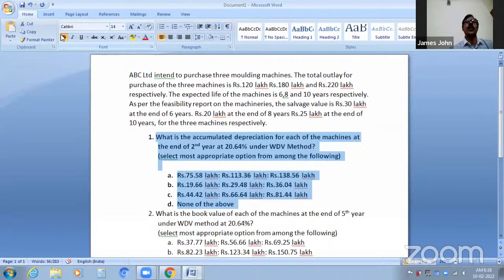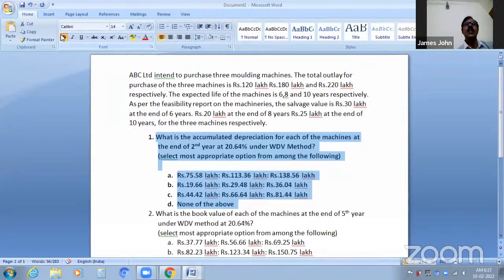Here, another important point to remember, in the written down value method, we do not take into account the salvage value. Very important point. Students get confused. In written down value method, you should not account the salvage value. So take the case of the first machinery. First machinery's cost is 120 lakhs, and the rate of depreciation is given as 20.64%. So first year depreciation, you calculate on 120 lakh at the rate of 20.64%. That is first year depreciation. Similarly, you can calculate for the second year also.